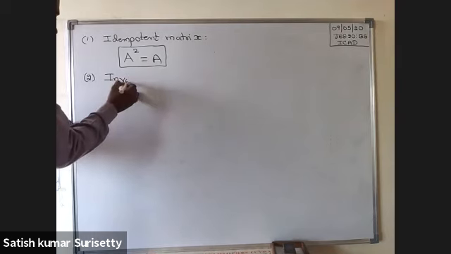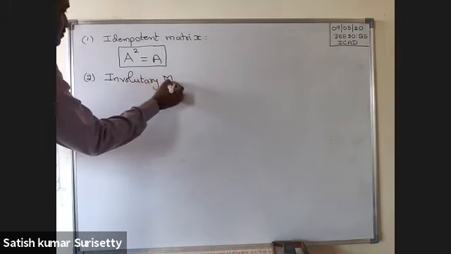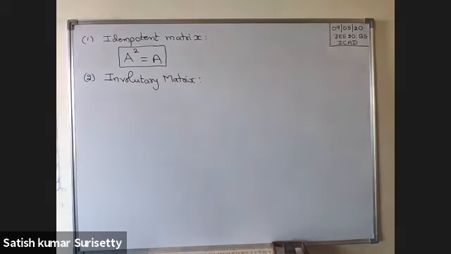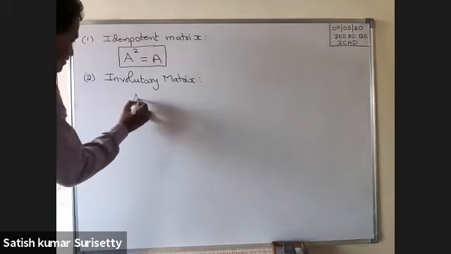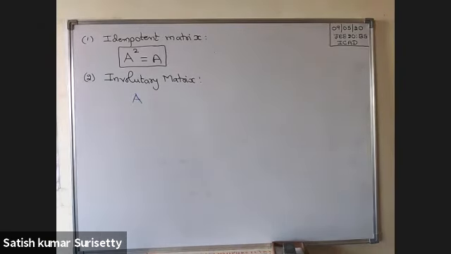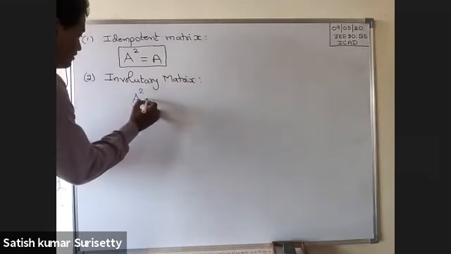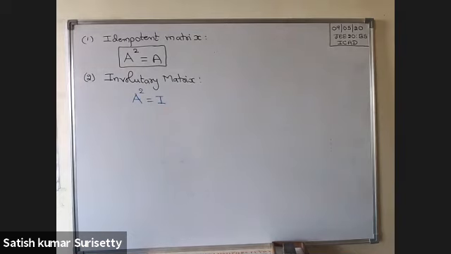Involutory matrix. A square matrix A is said to be an involutory matrix if A square equals I, where I is an identity matrix of the same order as A.